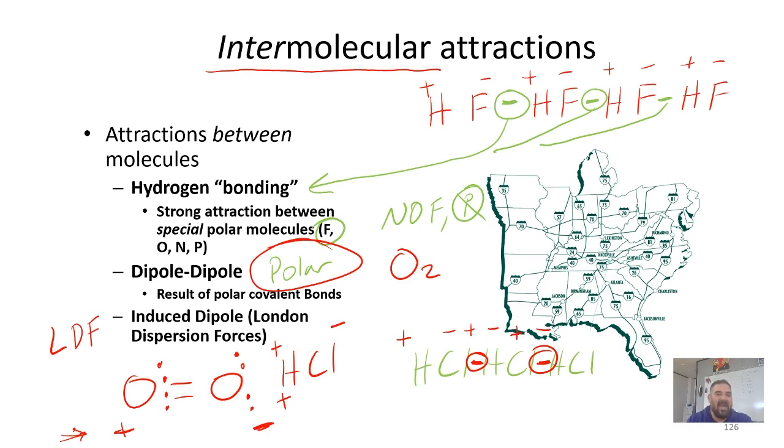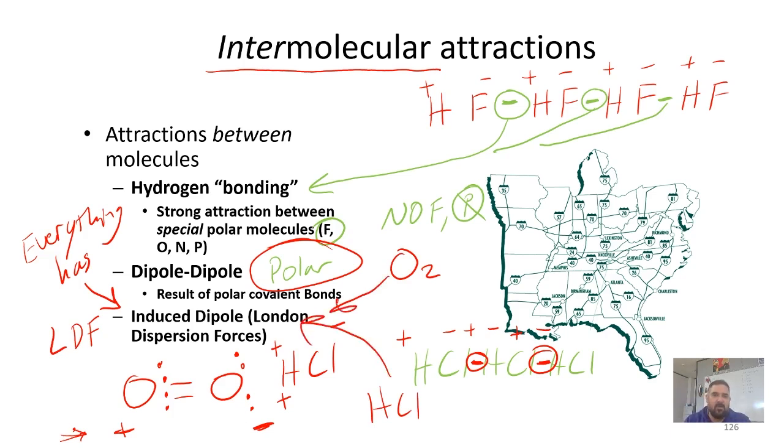And everything has LDF. So everything has induced dipole. So HCl has dipole-dipole. It also has induced dipole. O2 only has induced dipole. Hydrofluoric has hydrogen bonding. It has dipole-dipole. And it also has induced dipole. So a thing can have more than one type of attraction.